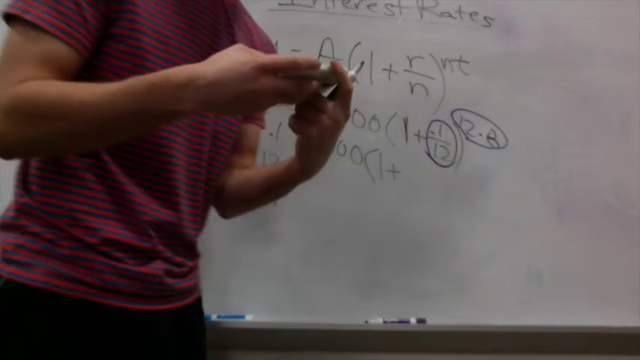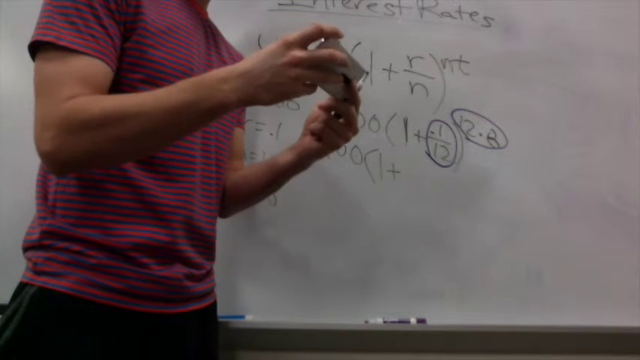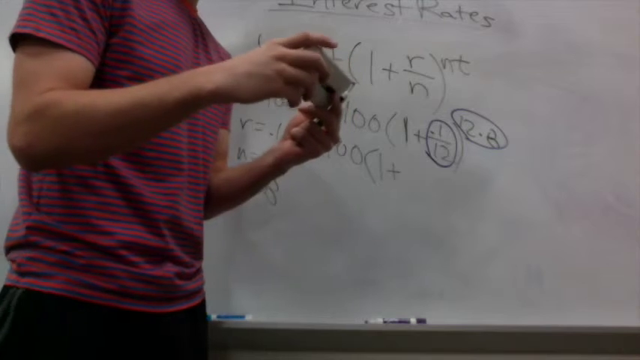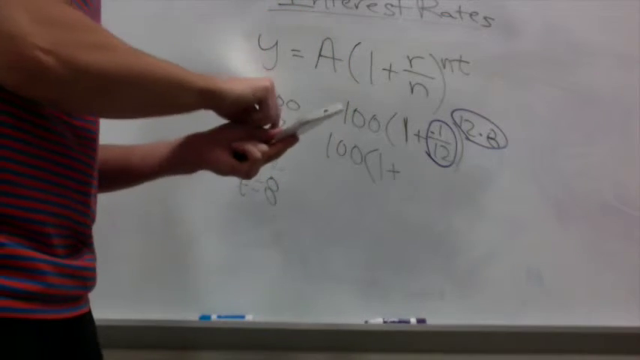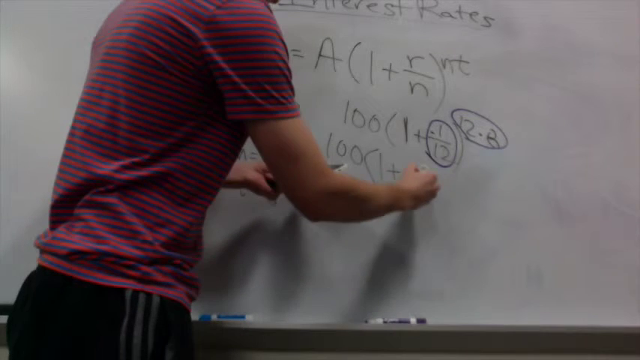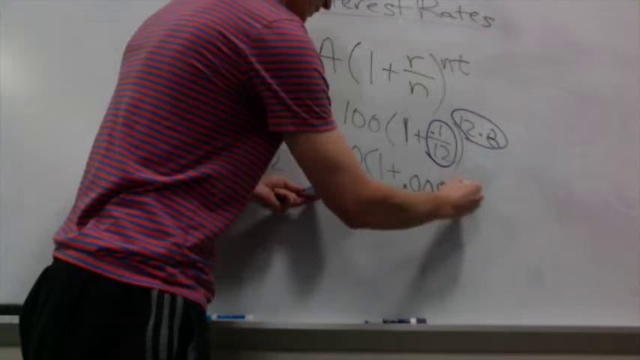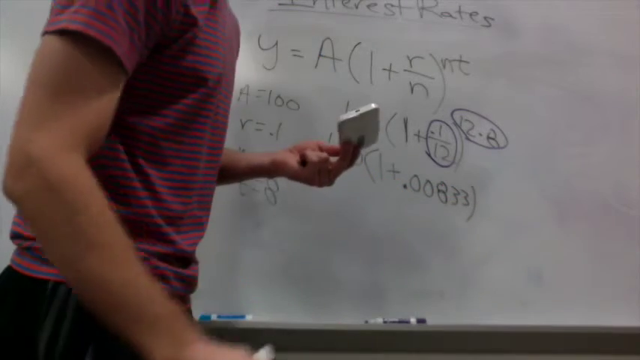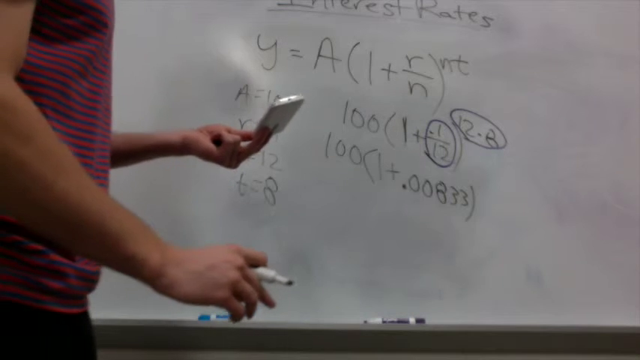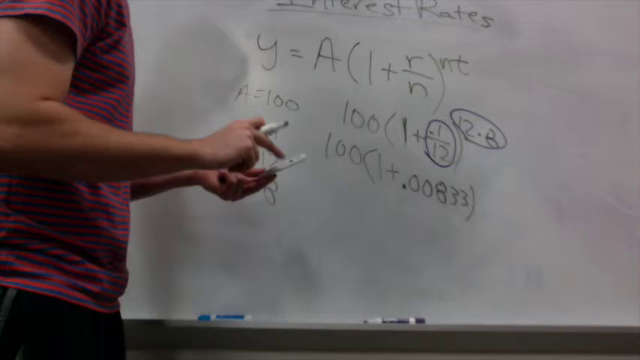Hopefully that was enough time. Found mine in the form of my phone. So let's go 0.1 divided by 12. What value did you get? Hopefully you got something like 0.00833. So that's what I got with my calculations. Check me, could be wrong. Math teacher's not always right, believe it or not.